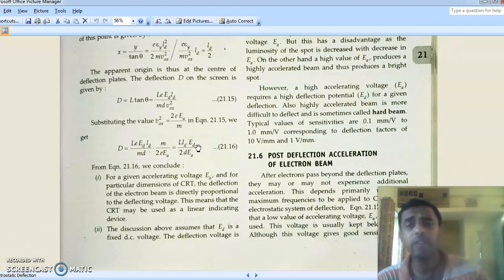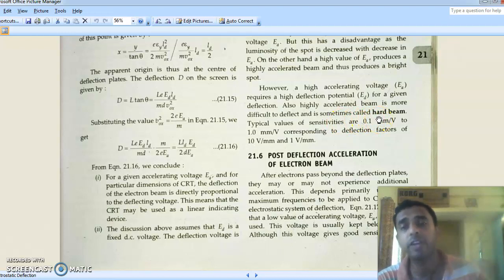So one disadvantage is that you need to improve the sensitivity. For improving the sensitivity, you have to reduce EA. In that case, the brightness of the spot reduces. So to increase the brightness of the spot, you have to increase the value of EA. If you increase the value of EA, for a given deflection you have to have a very high value for ED. So what happens? The acceleration of the beam increases, and such a highly accelerated beam will be very difficult to deflect, and such a beam is often called a hard beam.